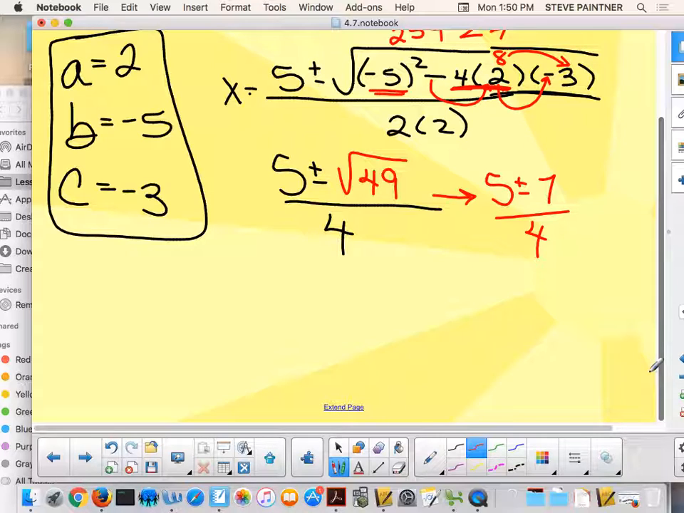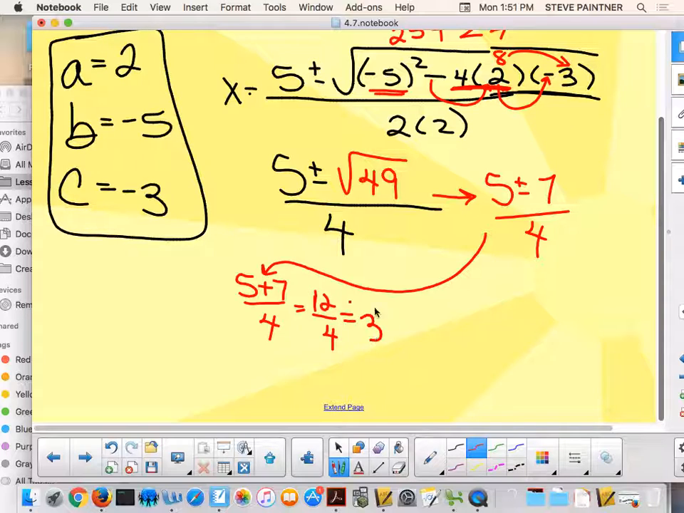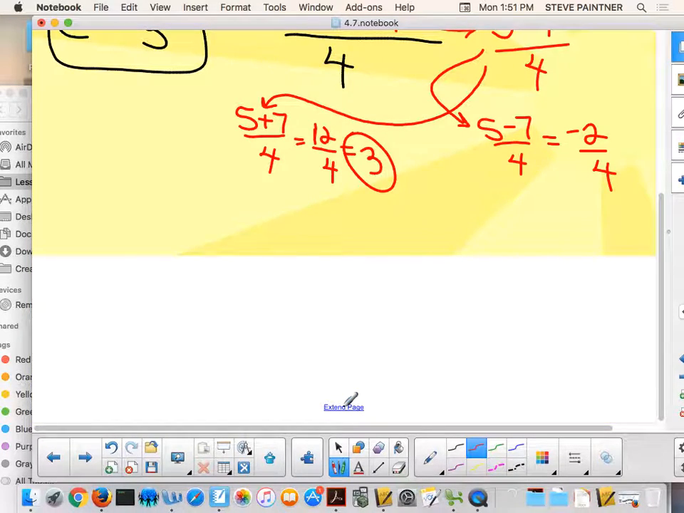And then some of you got this far and said that was your answer. You guys, you have just numbers. Just treat it as though there's two answers. 5 plus 7 over 4. That's 12 over 4. 3. Your answer's 3. The second answer, 5 minus 7 over 4, which is negative 2 over 4. Second answer, negative 1/2.